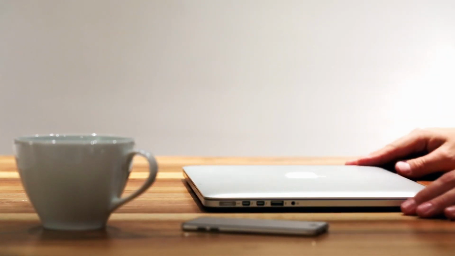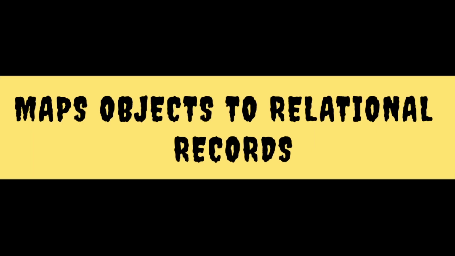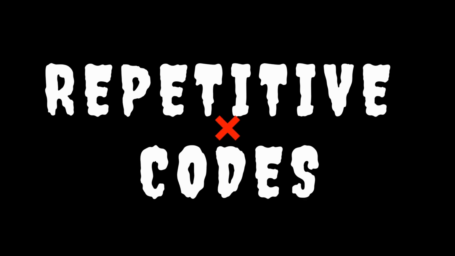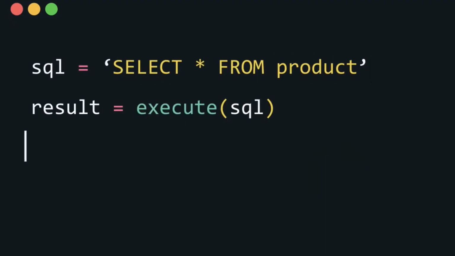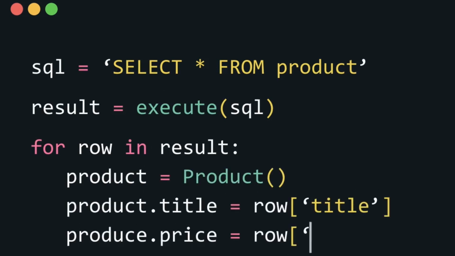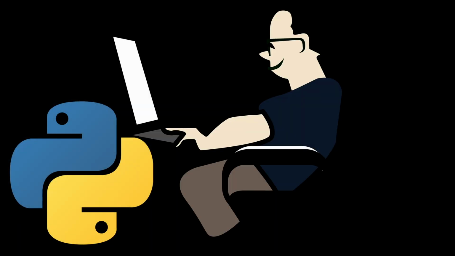So this is where the object relational mapper comes into play. As the name suggests, it maps objects to relational records and hence saves us from writing a lot of repetitive code. Using ORM we don't have to write SQL code. We can write the code in an object oriented programming language such as Python, and then the ORM will translate the Python code into SQL code.